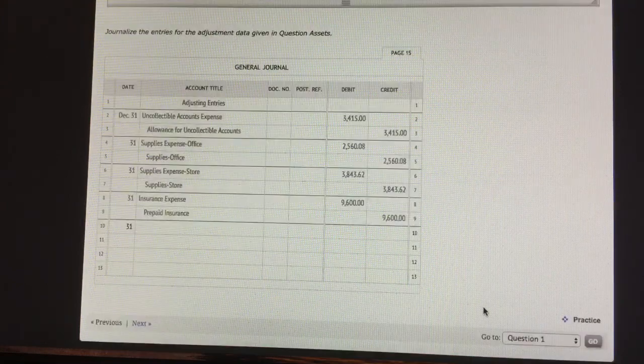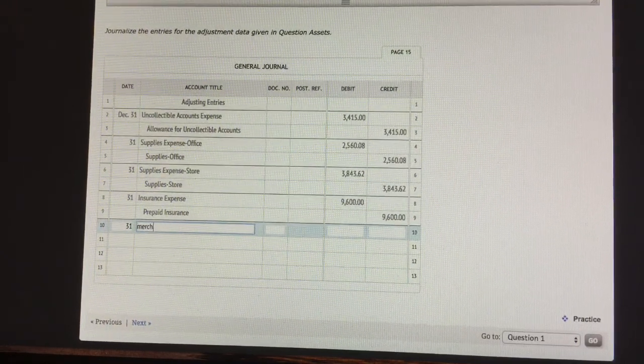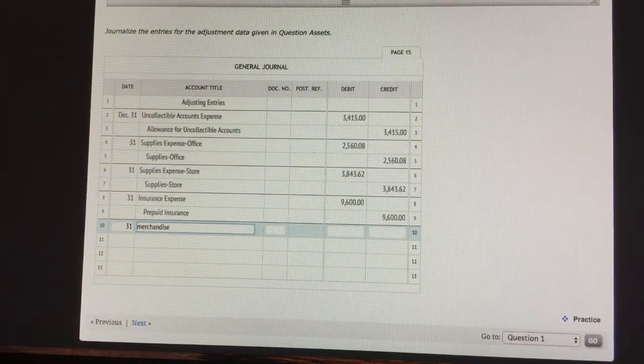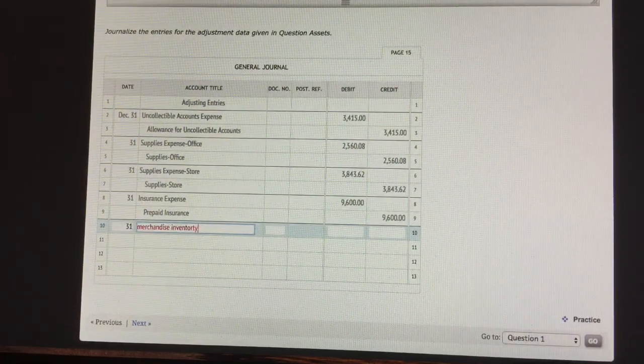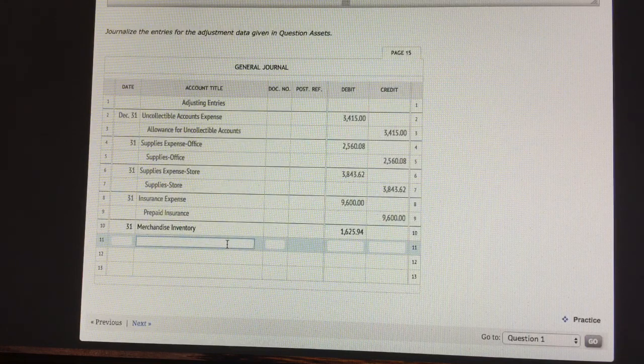I'm going to come to my journal on the 31st. The first account is merchandise inventory, and the amount is $1,625.94. The second one is income summary, and still $1,625.94.